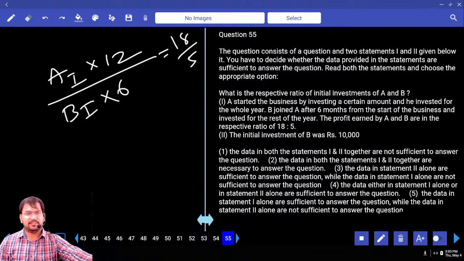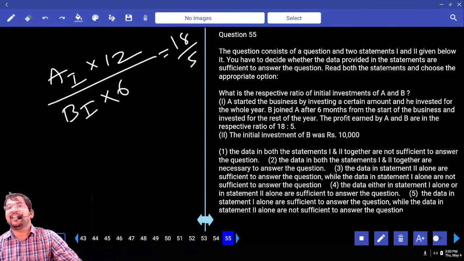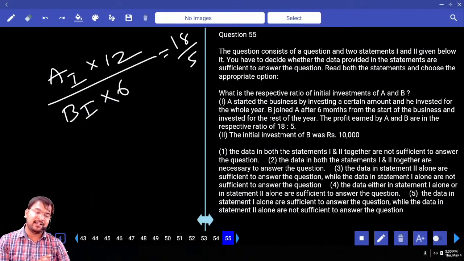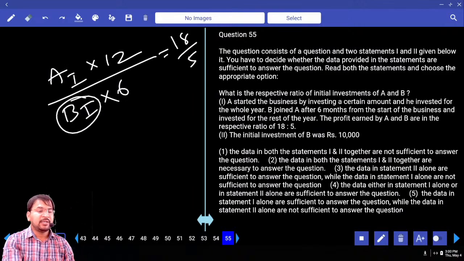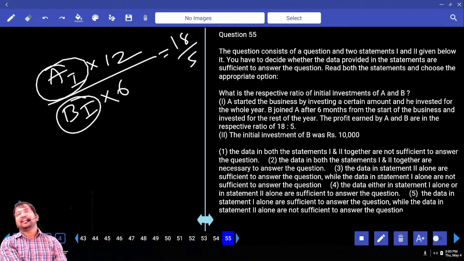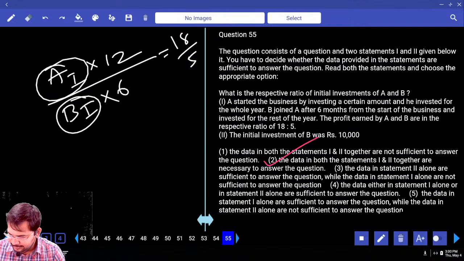Only one is not possible. So only two is possible? Only two is talking only about B. It's not possible for A. So only two is also not possible. If we combine, if you substitute B's investment here, then we will get A's investment. Are you clear? Once you get A's investment and B's investment, they are asking the respective ratio only, and your answer is both. Second option. Together are necessary.